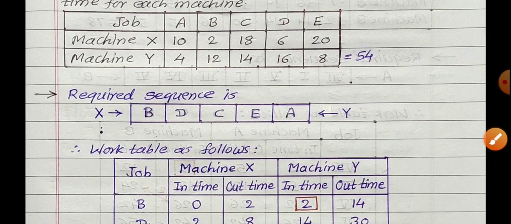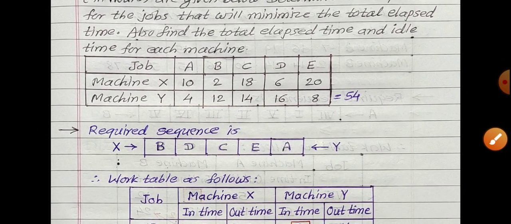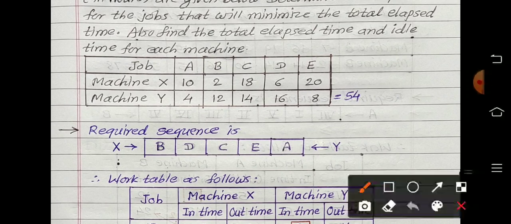Next. Now how to find out the sequence again? So the required sequence is, check that. X machine starts from the left side, Y machine starts from the right side. Clear? So check there how to find out.